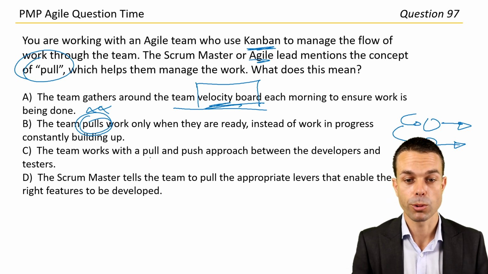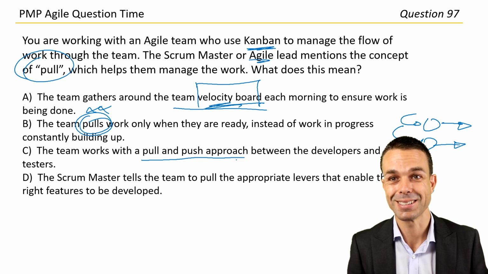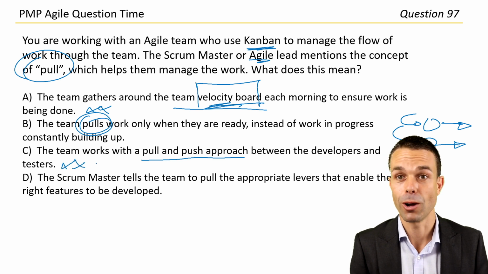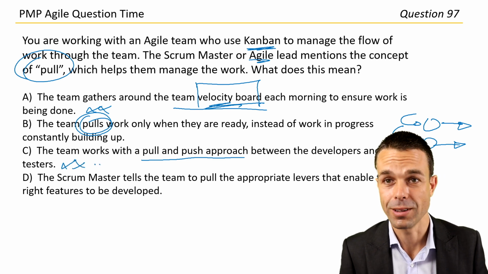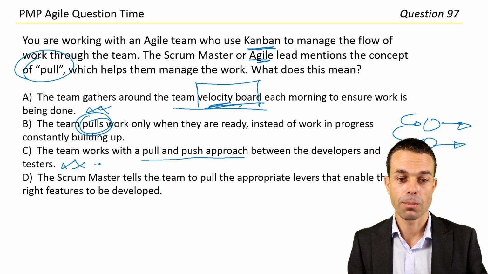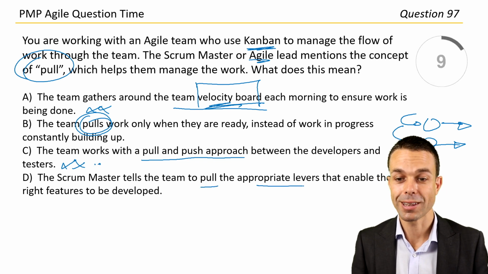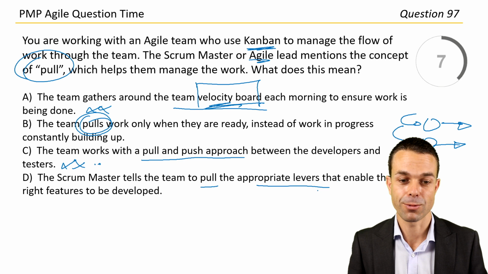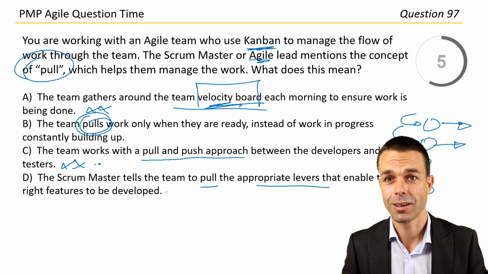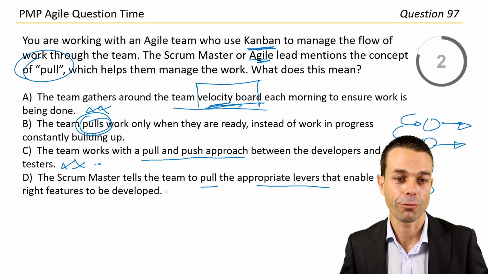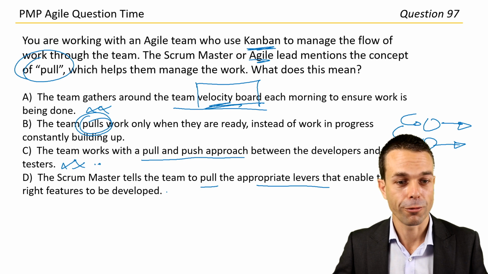The team works with a pull and push approach between developers and testers. Even though it has the right words in there, that's not the idea behind pull. And the Scrum Master tells the team to pull the appropriate levers that enable the right features to be developed. Again, similar words in there, but that's not what we're going for. Answer B is the one for us.